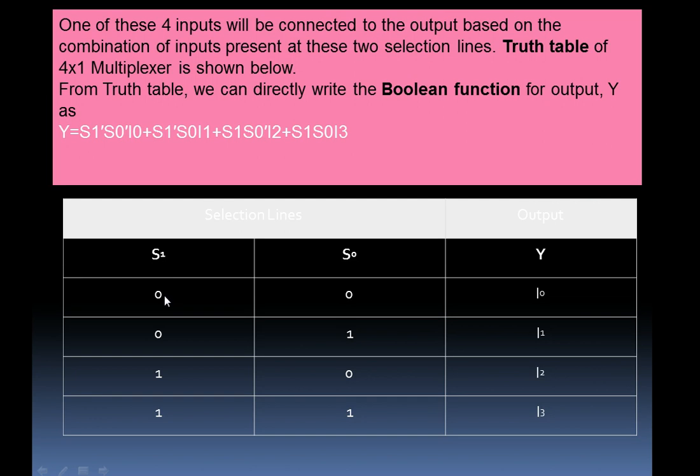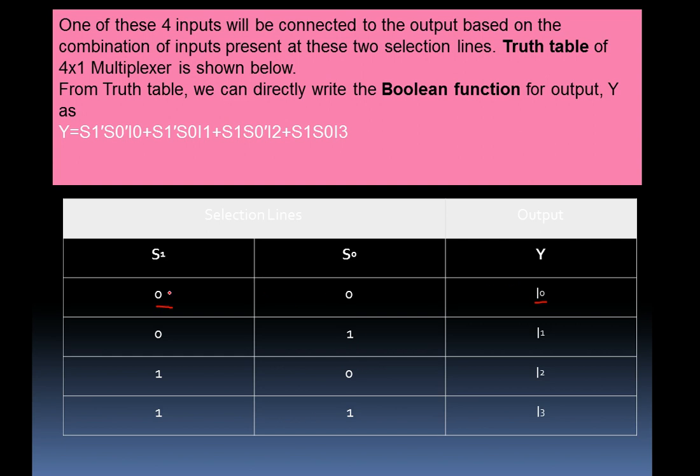For example, if S1 is 0 and S0 is 0, in that case I0 will be selected. Here we have two selection lines, that means we get four combinations. If you have three selection lines, that means 2 power 3 is 8, you get 8 combinations. So two selection lines, four combinations. The four combinations are 0 0, 0 1, 1 0 and 1 1. Depending on these combinations, any one of the inputs can be taken to the output.